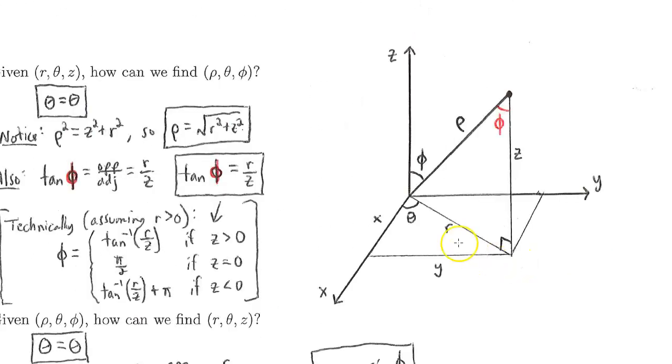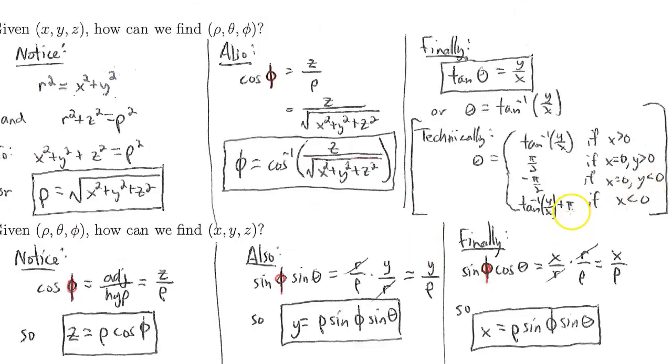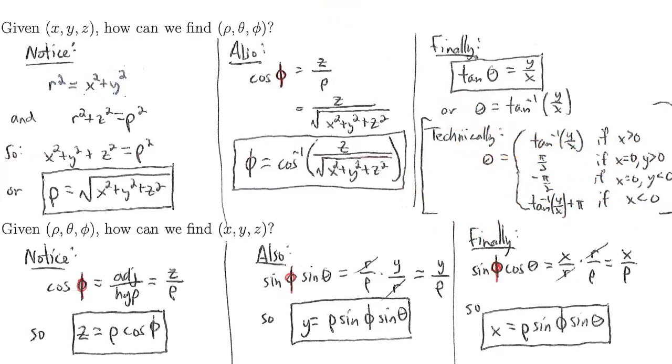And finally, you run into a little bit of an issue if theta is bigger than 90 degrees. If you're over here where x is negative, on that part of space, then it turns out you have to add pi, so tangent inverse of y over x plus pi. But again, that's technicality stuff, so don't worry too much about that. So that's how we convert from rectangular to spherical.